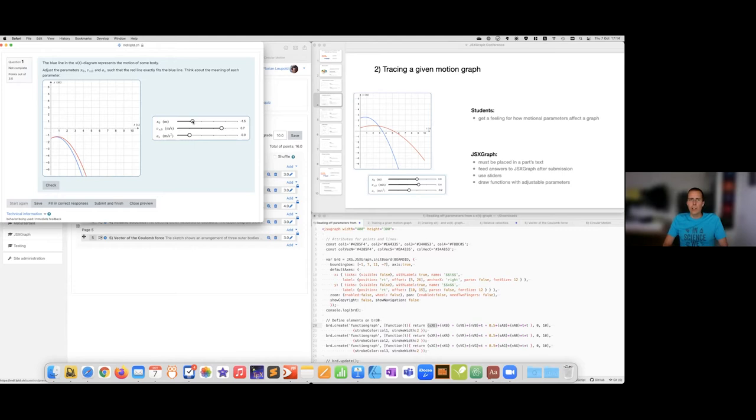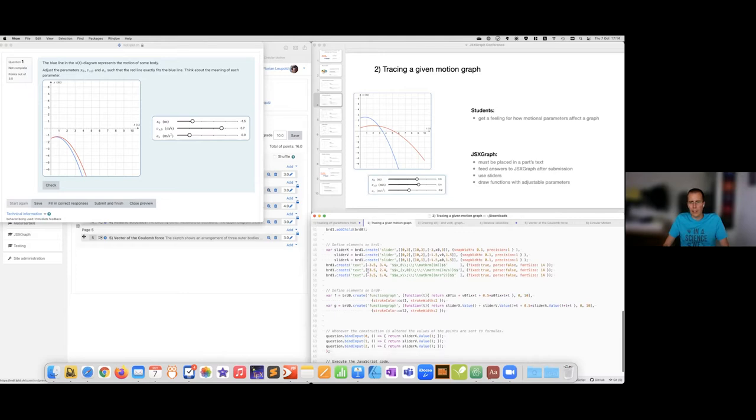What I've done to create this problem set is I introduced sliders.